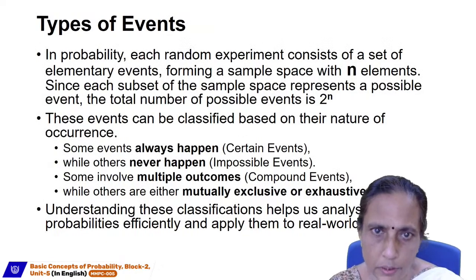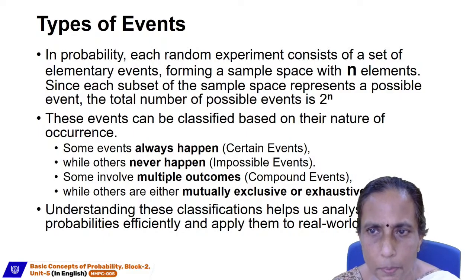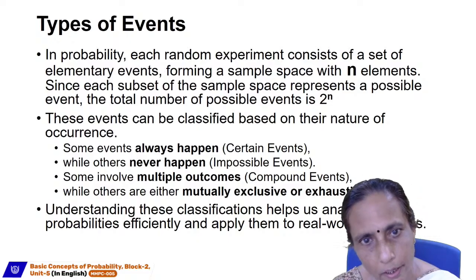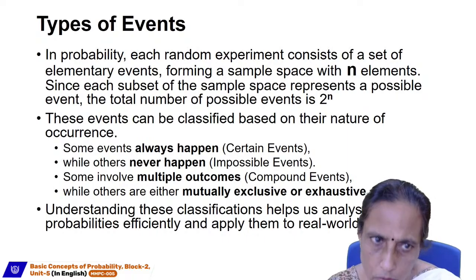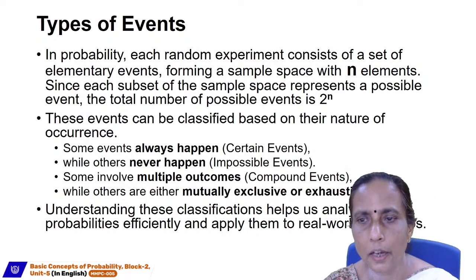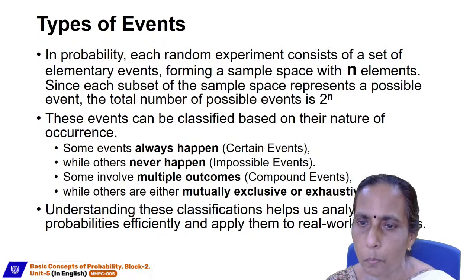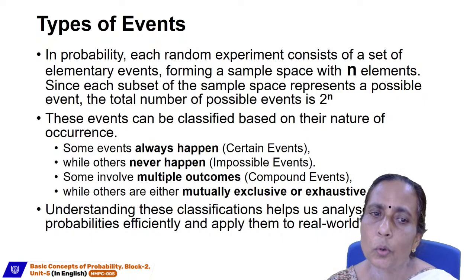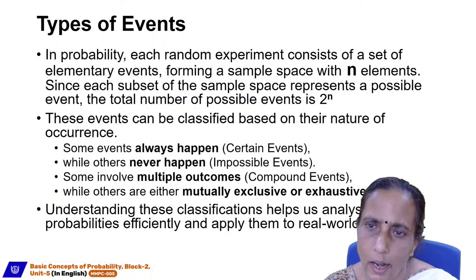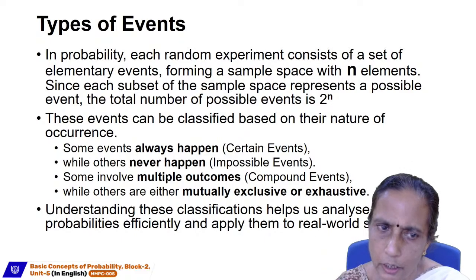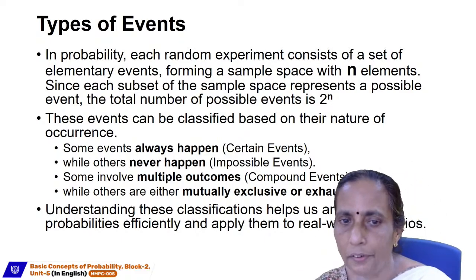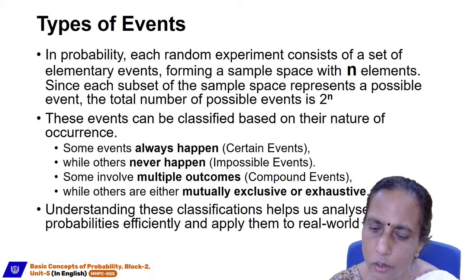Now, events in probability: each random experiment consists of a set of elementary events forming a sample space with n elements. Since each subset of the sample space represents a possible event, the total number of possible events is 2 to the power n. I have tossed 3 coins; each coin has 2 possible outcomes, head or tail. So the total number of possible outcomes is 2 to the power 3, that is equal to 8.